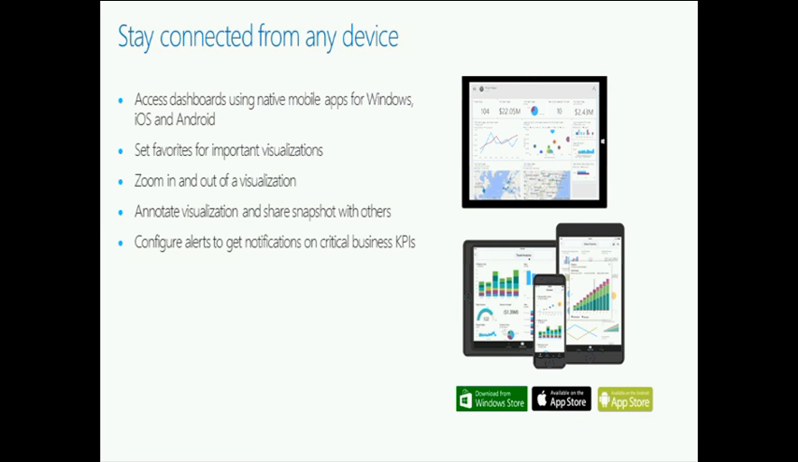Another nice benefit of the new Power BI tools is the mobile applications. So there's mobile apps for Windows, iOS, and Android devices. And these allow you to visualize and use the charts that are created up in Power BI. You can set your favorites, you can zoom in, zoom out of the visualizations. You can actually even take snapshots and annotate on them and send those to others, as well as configure some alerts on some of the KPIs as well. So you can access your CRM data through mobile devices, and now you have the Power BI app as well to access even more of the data that you need to report on.